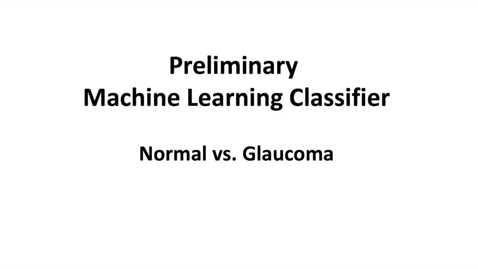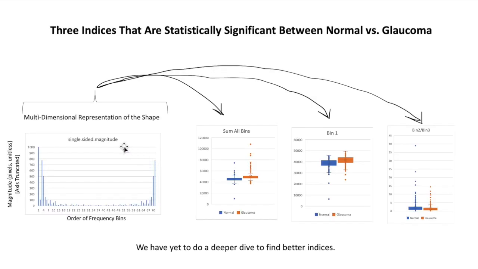And to prove that the numbers produced by ShapeGenie can be used to make predictions on clinical outcome, we have built a preliminary machine learning classifier to classify normal versus glaucoma based on the shapes that we have measured. So based on the frequency spectrum we get from every shape that we analyze, we were able to find 3 shape indices quite easily, and here they are plotted as normal versus glaucoma. We have yet to do a deeper dive to find better indices, but the ones we have found so far have sufficed for the data that I'm about to show you.